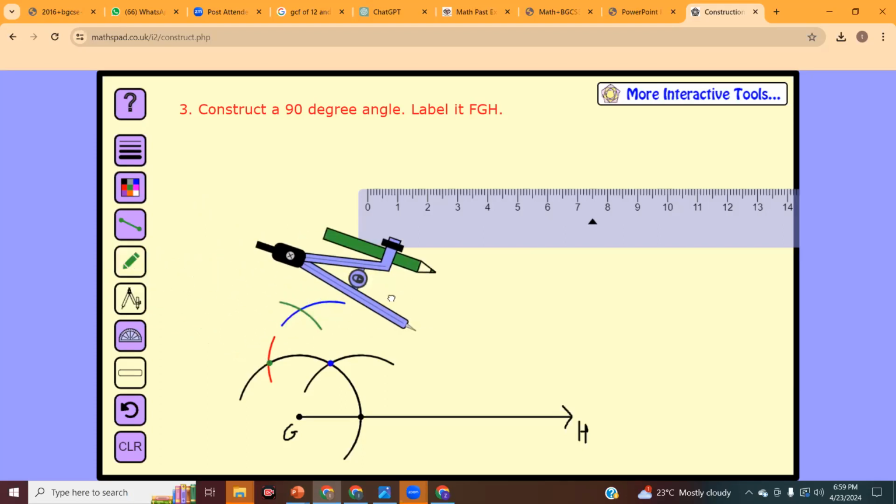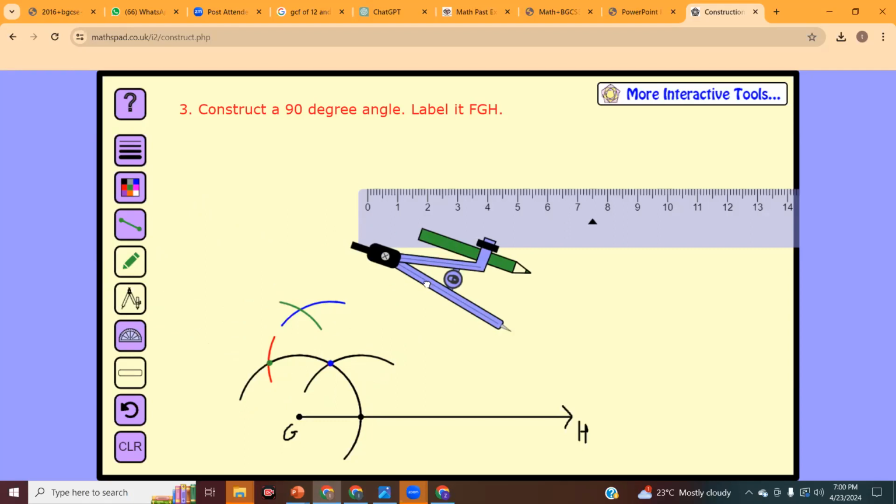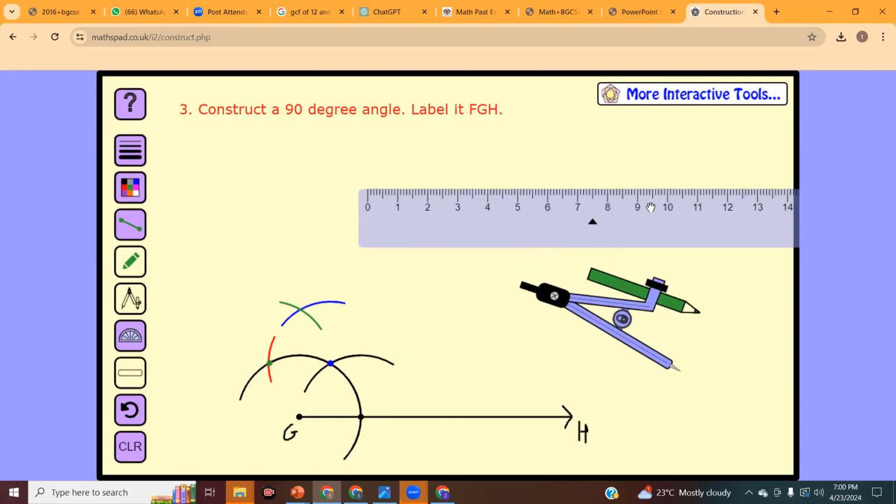So several things going on now. Let me just keep this right just so you could see it. We draw our first arc, voila. Then we draw a second arc right here. Then we draw a third arc right there. Then we come back here, we draw a fourth arc. Then we draw a fifth arc, the green one. Where those two intersect is where we're gonna take our ruler to try to draw in the 90 degrees.